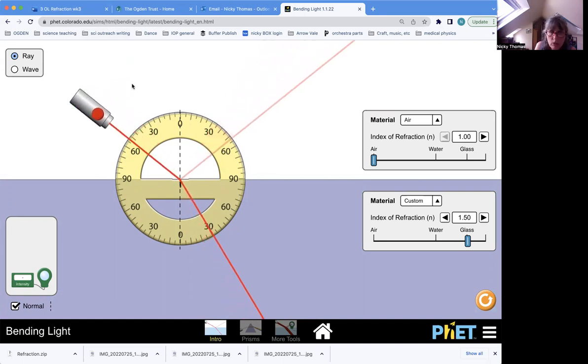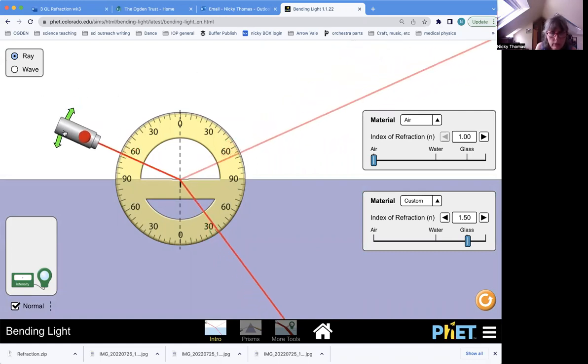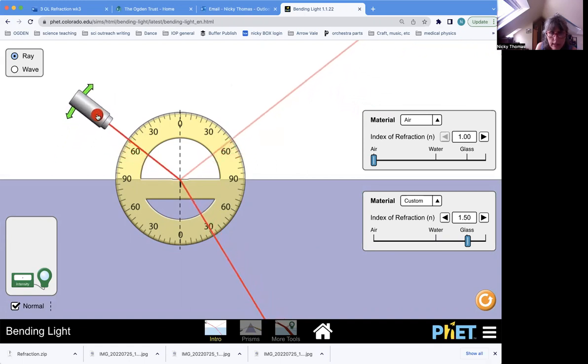Nothing's happened with the reflected ray. It's the same as the angle of incidence, whatever material we're looking at. But it's the refracted ray we're looking at here.